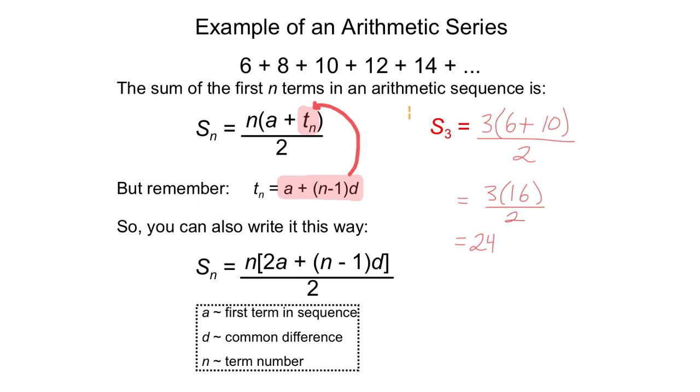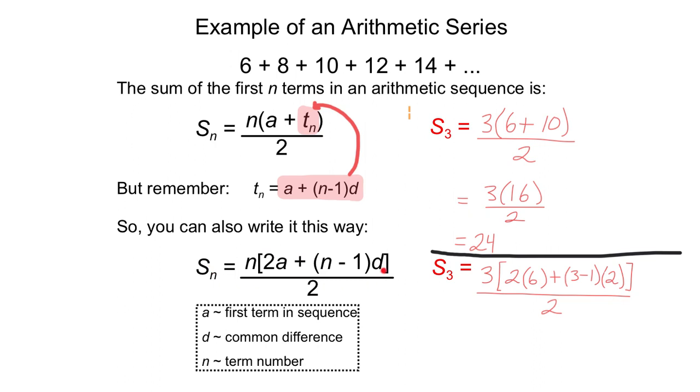So if I wanted to find the sum of the first 100 terms in this series, I wouldn't need to know what the 100th term is. But I know that n is 100, and I know the first number in the sequence, and I know the common difference. So I can still find the sum of the first 100 terms in the series.